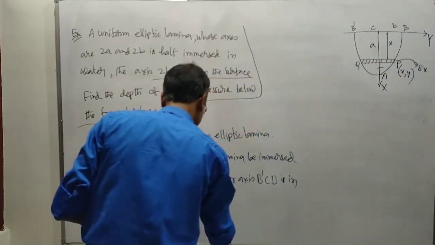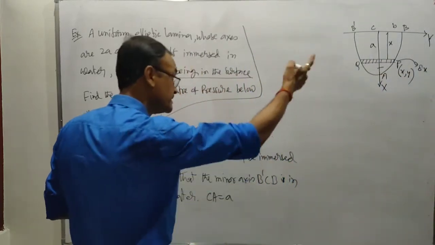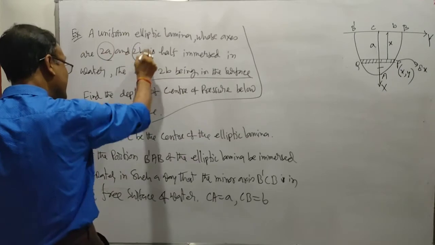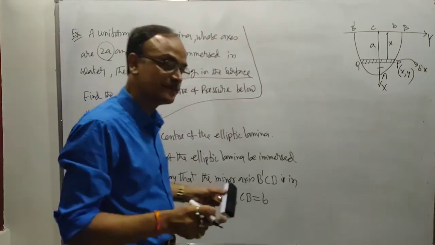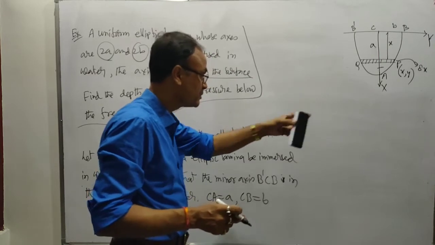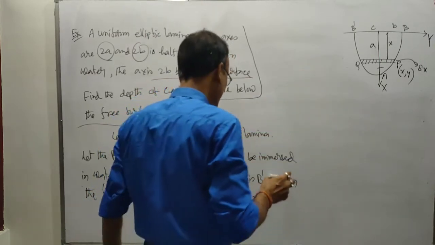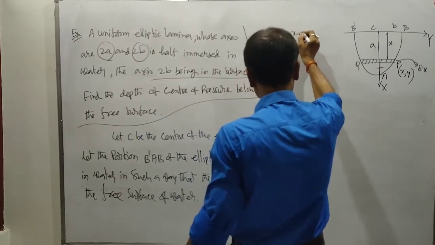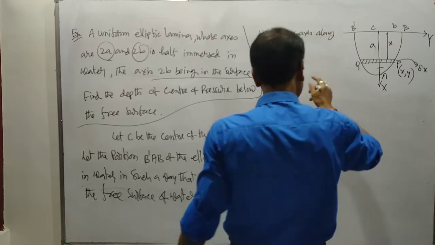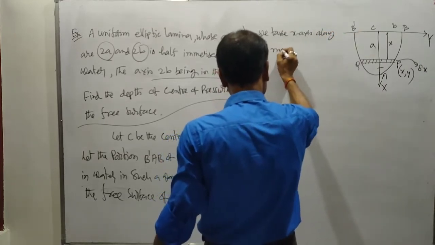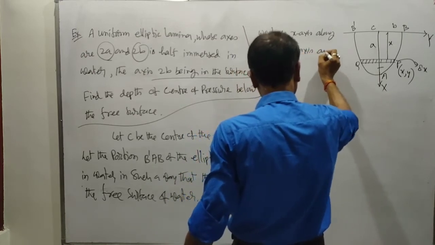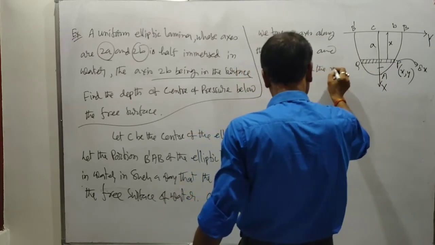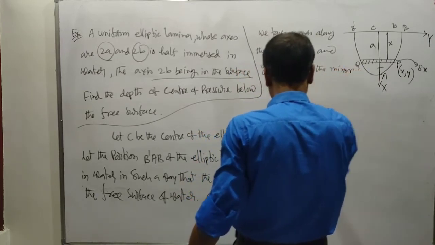CA is equal to A, CB equal to B, because twice A and twice B are the lengths of the major and minor axes of the ellipse. Therefore, we take the x-axis along CA, the major axis, and the y-axis along CB, the minor axis.